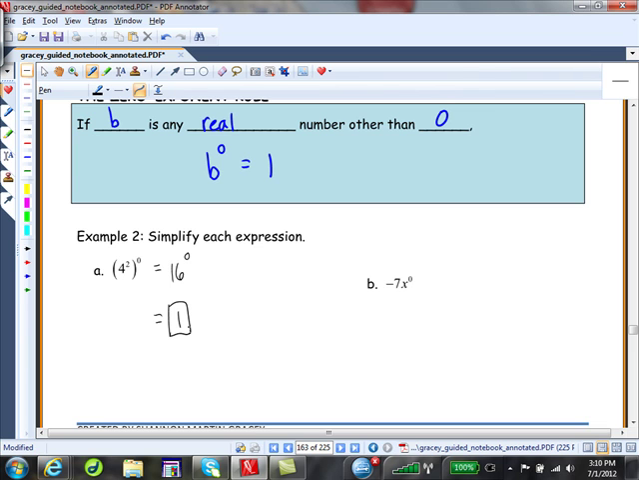Okay, now be careful with part B. If you read this out loud, which I highly recommend that you do, you would have negative 7 times x raised to the 0. So exponentiation comes first. We're going to let this negative 7 go along for the ride. X to the 0 is 1. So here we evaluated this portion of it to get 1, and then this ends up being negative 7. All right. On to the next.